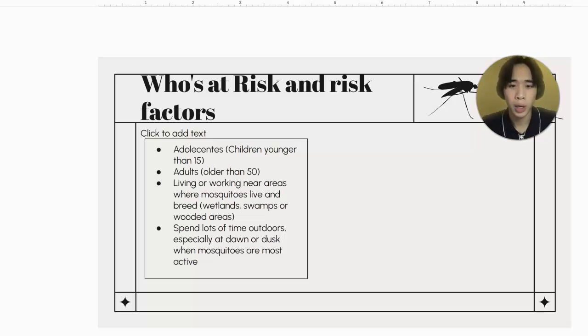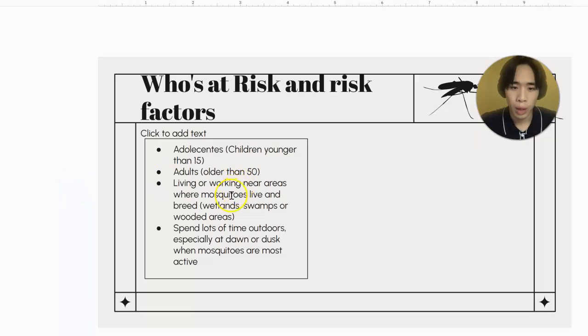Now, who's at risk and what are the risk factors? As I mentioned before, adolescents. Children younger than 15 are more likely to be at risk of triple E because they haven't matured yet. They're not as strong, not as fit as those who are 18 and above. And then when we hit 50, we're back to being immunocompromised, like when we were younger than 18. We're just not as strong as we used to be to defend against these viral infections.